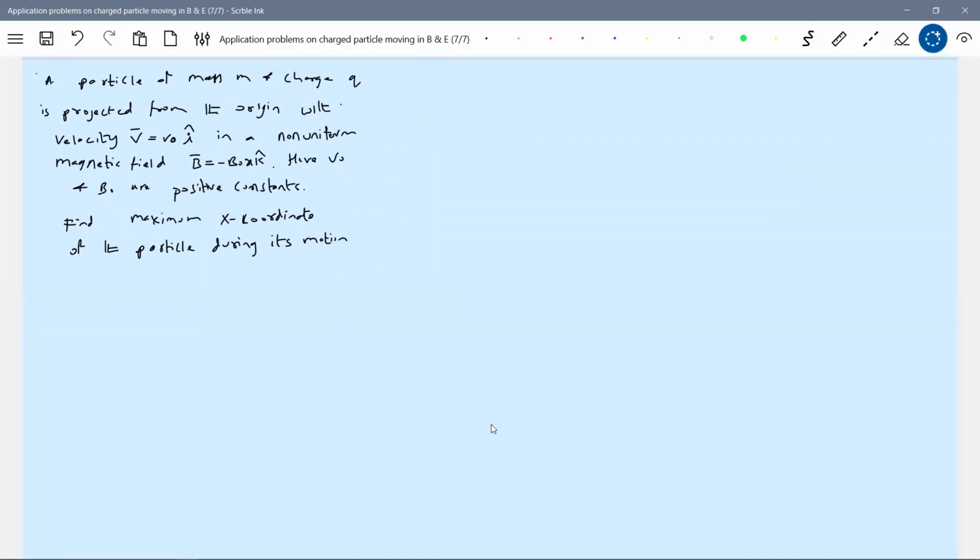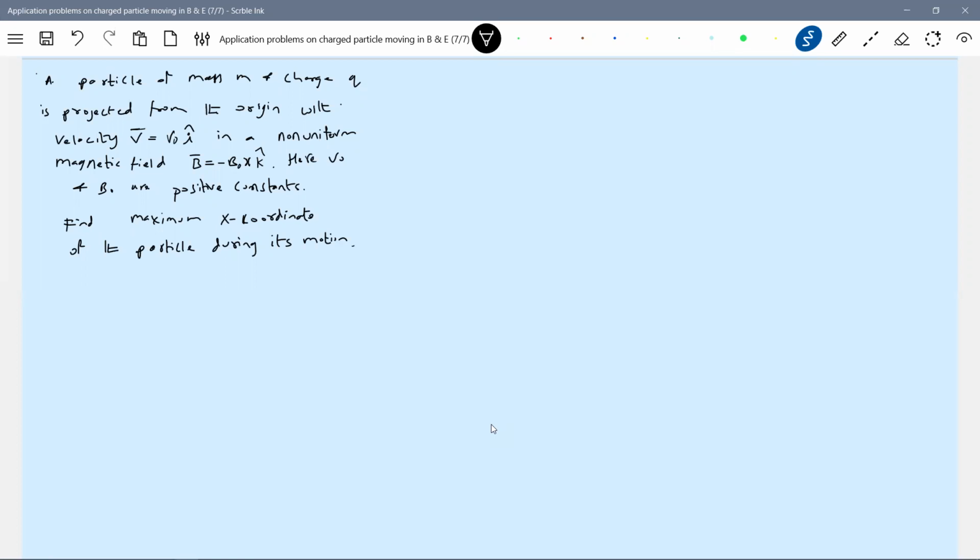A particle of mass m and charge q is projected from the origin with a velocity v equal to v naught i cap in a non-uniform magnetic field B equal to minus B naught x k cap. Look at the magnetic field, it is going to vary. So now we are discussing the motion of a charged particle in a non-uniform magnetic field. Here, B naught and b naught are positive constants. Find the maximum x coordinate of the particle during its motion.